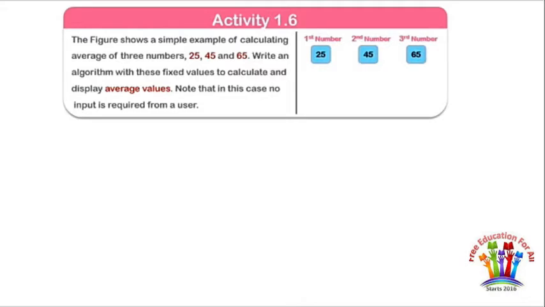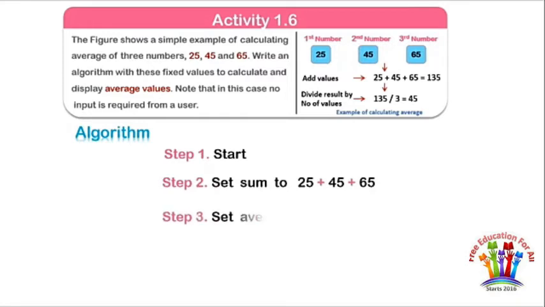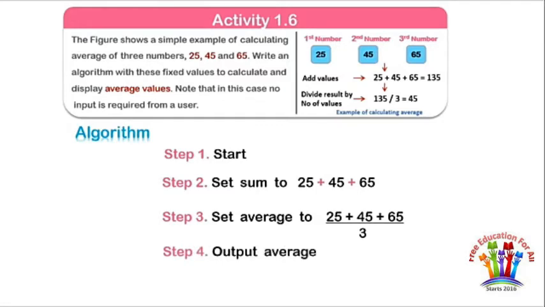Here are the three numbers 25, 45 and 65. First I will add up all these numbers, then I will divide by 3 and I will get the average. Now I want to write the algorithm of this activity step by step. Obviously first we will take start, step 1, and second step, we will set sum to 25 plus 45 plus 65. Then we will divide the sum by 3. After this we will give output average, and of course you will get the algorithm of this.